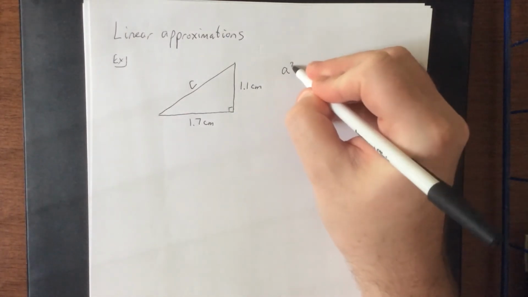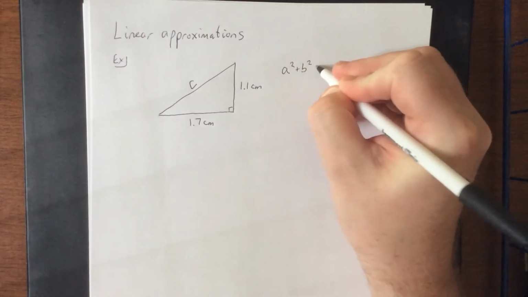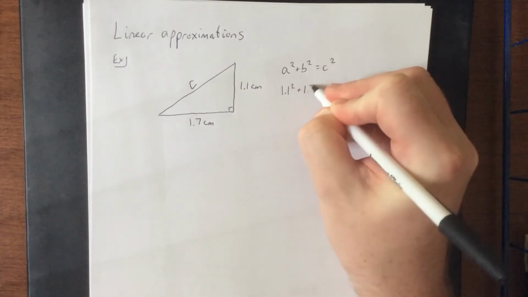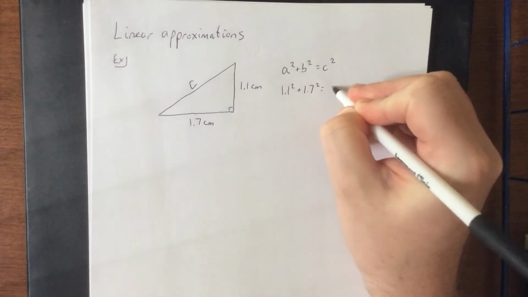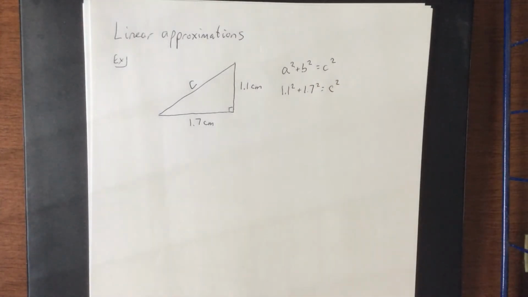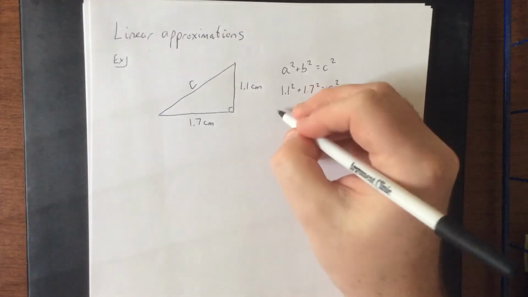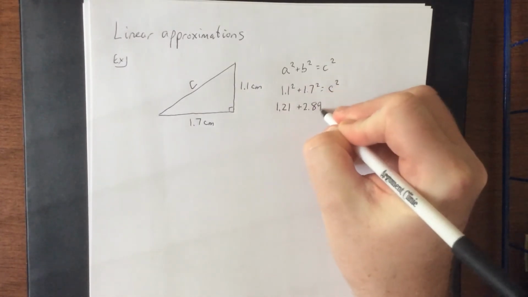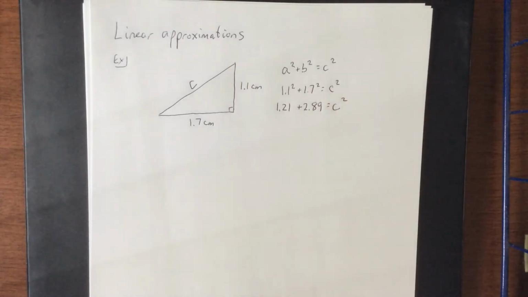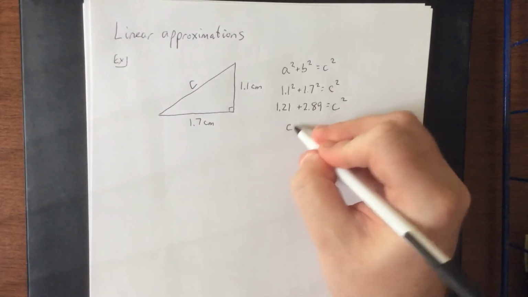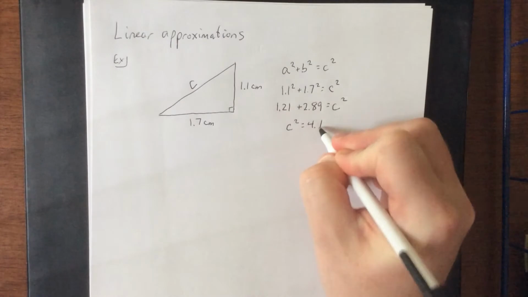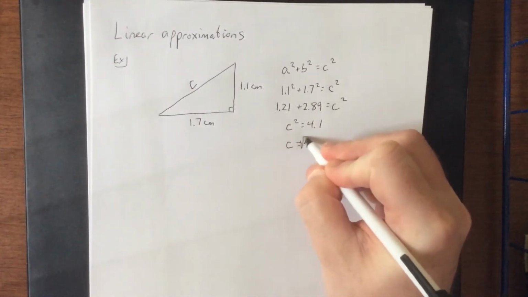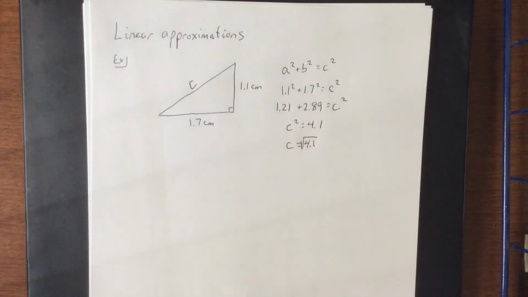We know that they are related using the Pythagorean Theorem. A squared plus B squared is equal to C squared. So that'd be 1.1 squared plus 1.7 squared is equal to C squared. Now, without too much difficulty, we could probably get the first two squares without too much of a problem. Combining those numbers together, we're going to get that C squared is equal to 4.1, or that C is equal to the square root of 4.1.